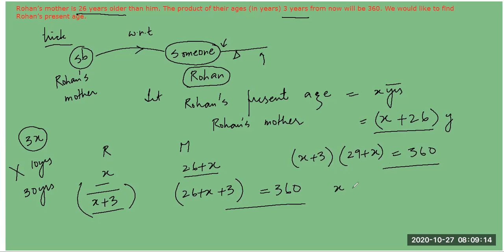What? X square plus 32x plus 29 into 3 minus 360 is equal to 0. So for solving, you will get another equation.